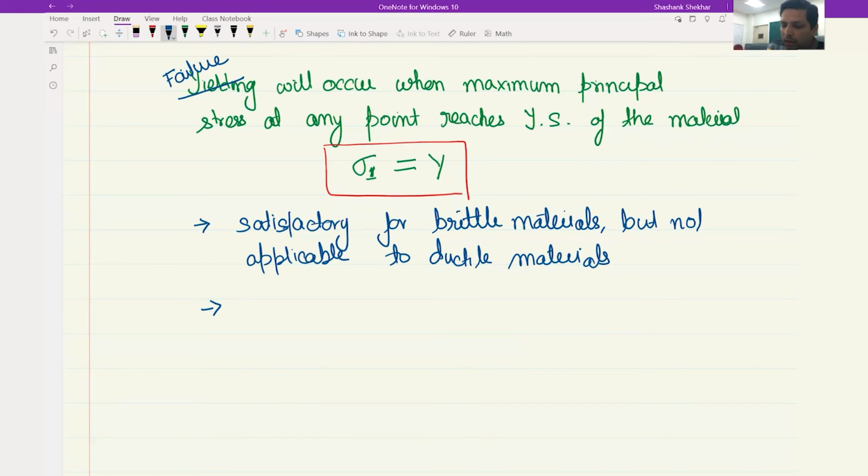So as is clear, one of the limitations of this model, even if you take it for failure, is that it does not take into account the other two principal stresses.